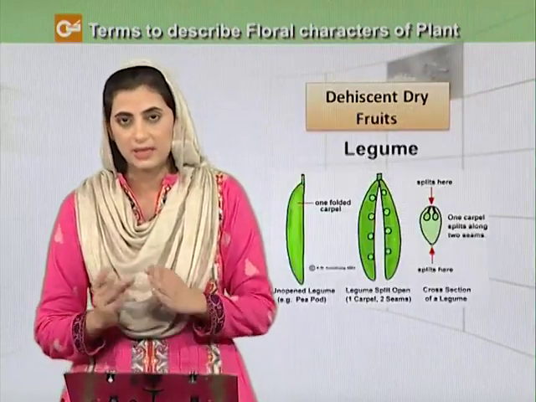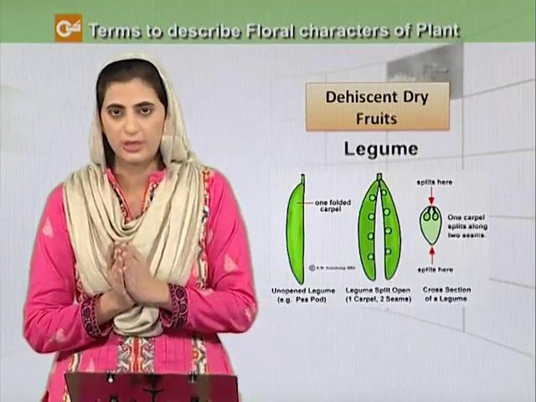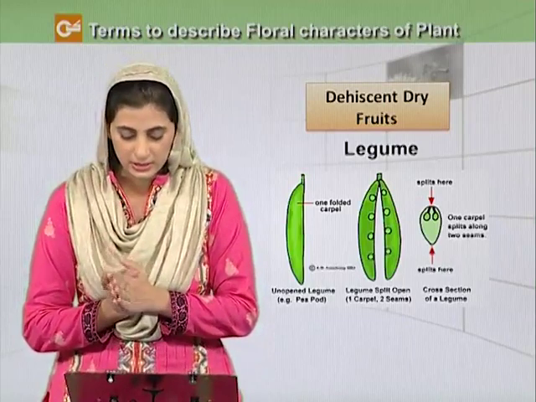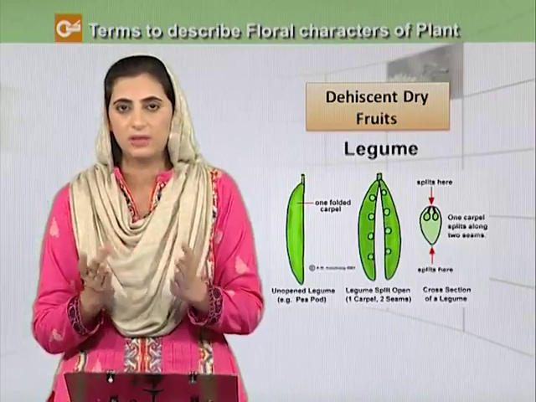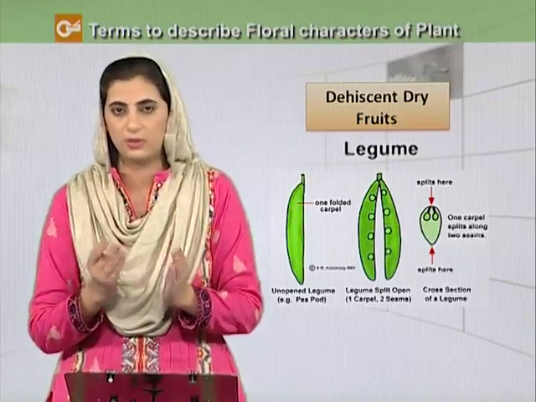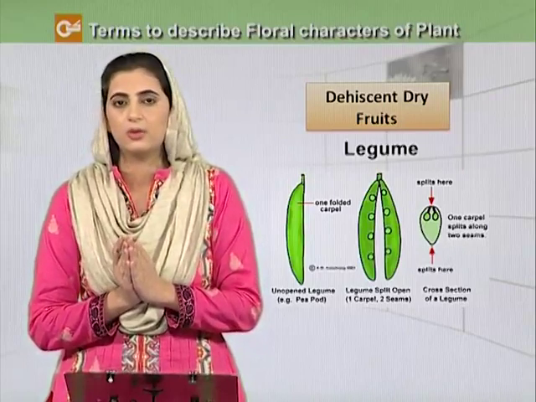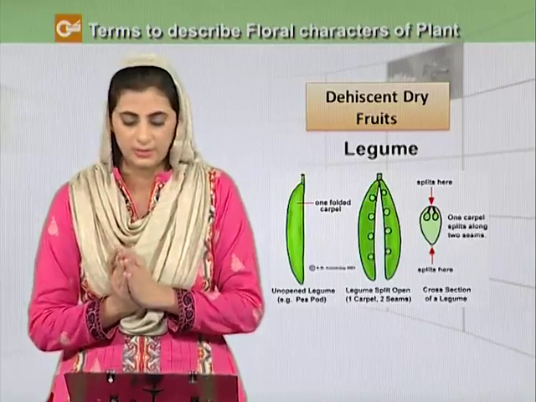And then there are dehiscent dry fruits, which split open at maturity. Number one type is the legume, and you can see here the figure of a legume. It is made up of one carpel. It actually develops from one carpel, and when it dehisces at maturity, it can split open from the dorsal part or the ventral part.